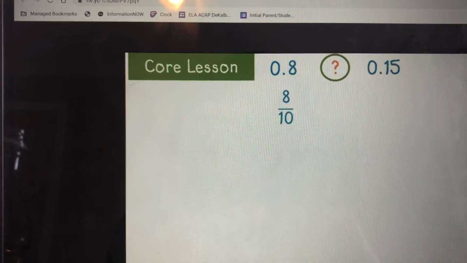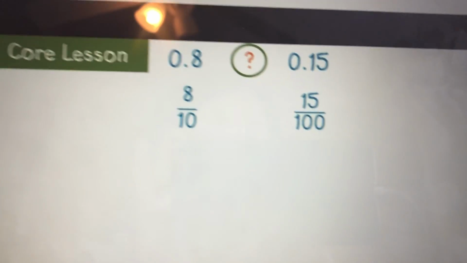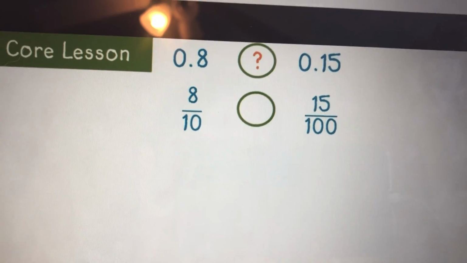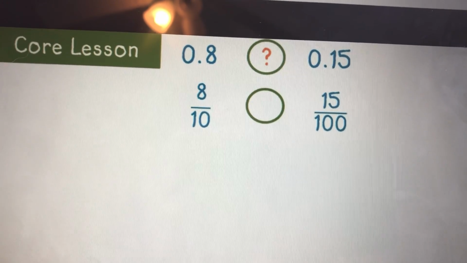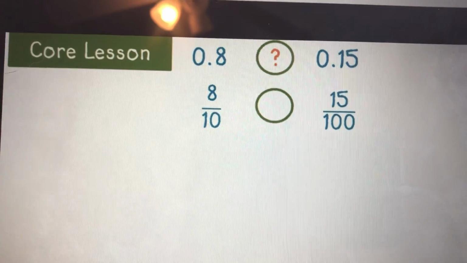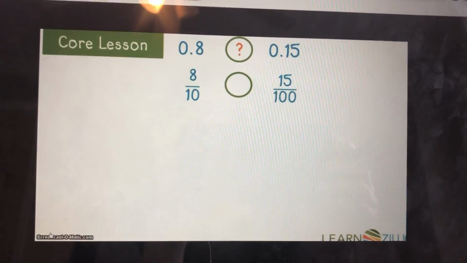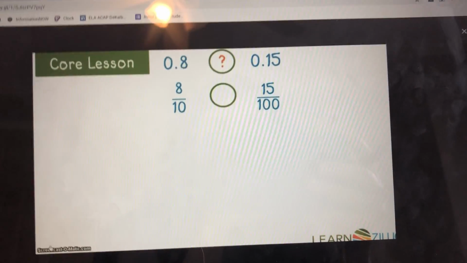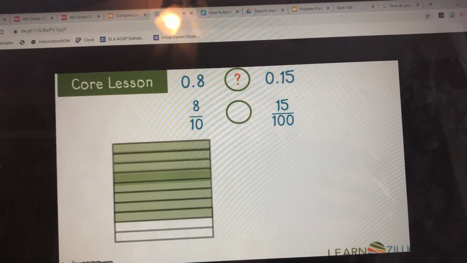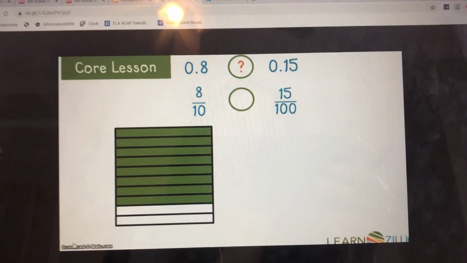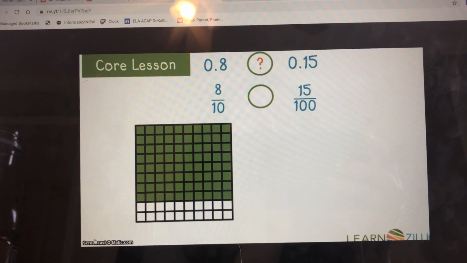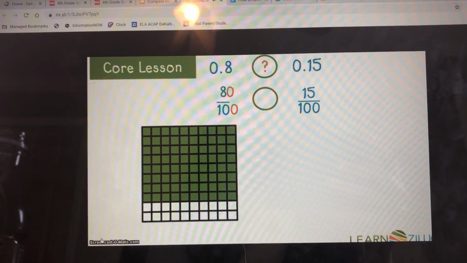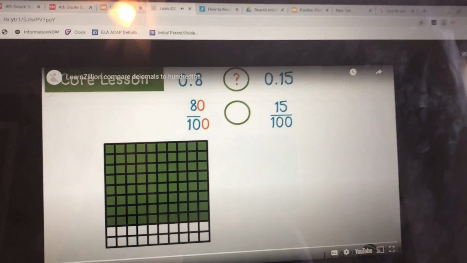Tenths as the fraction 8 over 10, and 15 hundredths as the fraction 15 over 100. Let's draw fraction models to represent 8 tenths and 15 hundredths. Remember that we have to have the same place value or denominator to compare two decimals. So let's think of 8 out of 10 as 80 out of 100, which we represent with a fraction 80 over 100, or 80 hundredths.